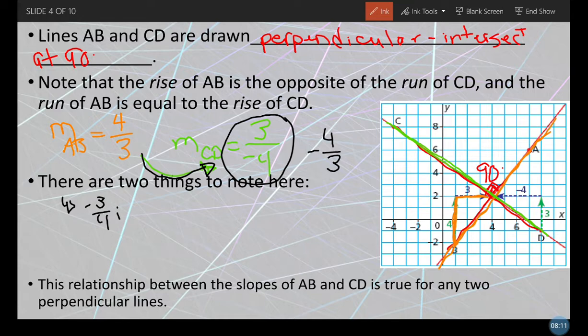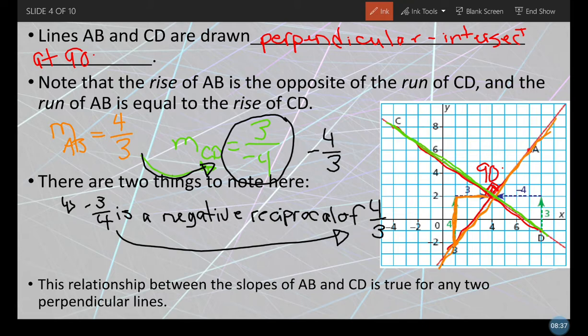-3 over 4 is a negative reciprocal. That's what we call flipping of something, reciprocal. So -3 over 4 is a negative reciprocal of 4/3. Now, some people don't really understand what negative reciprocal means. Well, really, if I take this, I times it by -1, and I flip it, that's the same thing, negative reciprocal, okay?